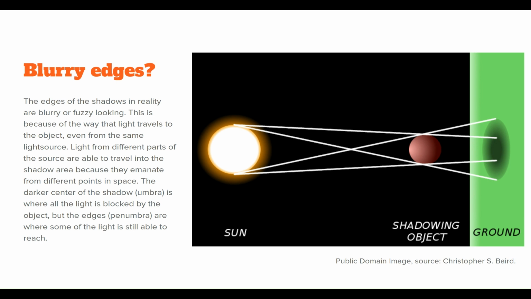Light from different parts of the source are able to travel into the shadow area because they emanate from different points in space. The dark center of the shadow is called the umbra, and it's where all the light is blocked by the object. But the edges of the shadow, the penumbra, are where some of the light is still able to reach. And that's how we end up with that penumbra space.